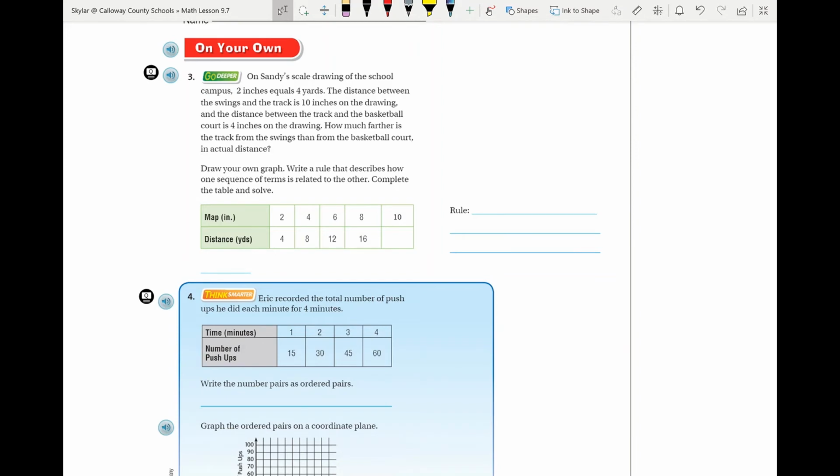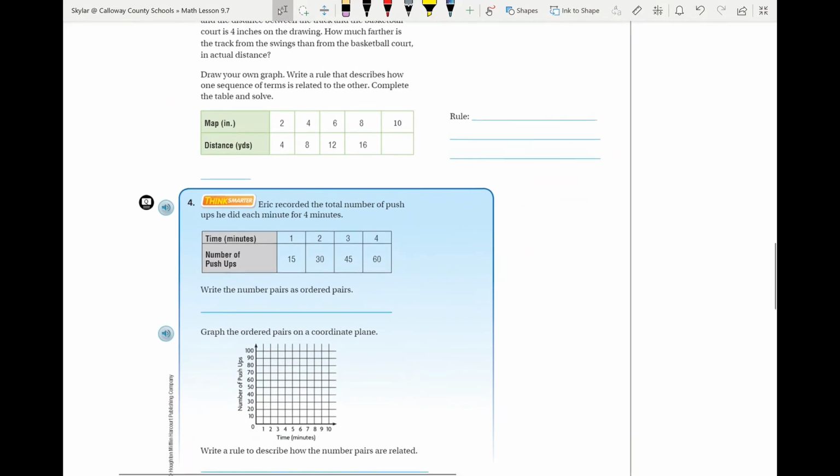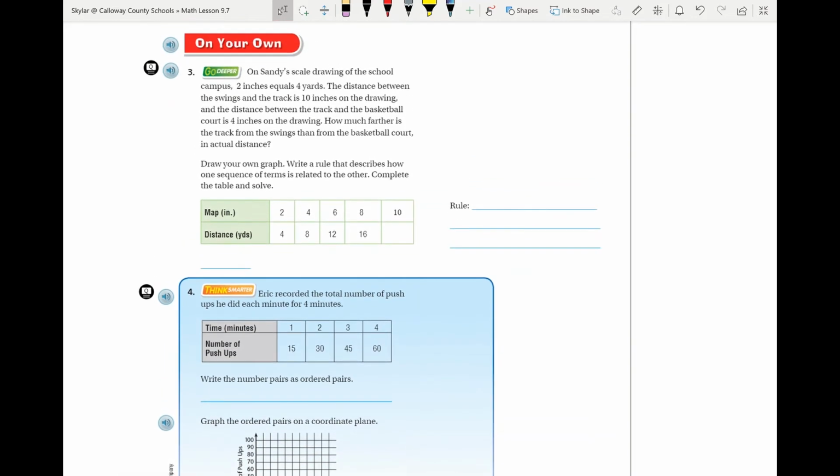I'm going to cut you some slack. Number 3, it didn't give you a grid for some reason. I'm not going to worry about you having to draw your own graph for this one. I know it's a lot of extra work. So, what I want you to do is figure out that rule. Figure out what that rule is and figure out what that final thing is going to be. And then you can write down your ordered pairs.